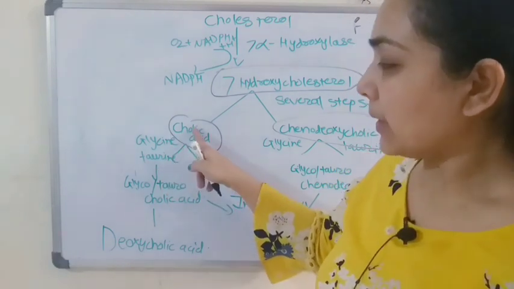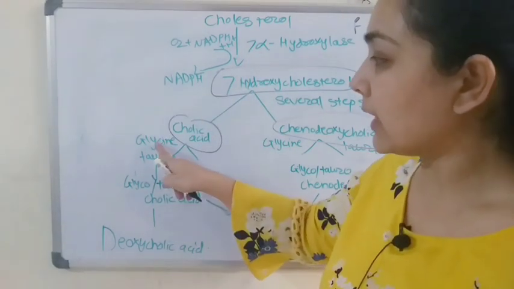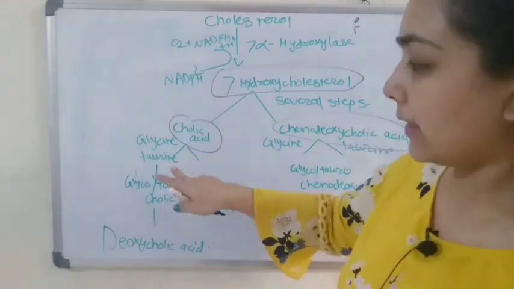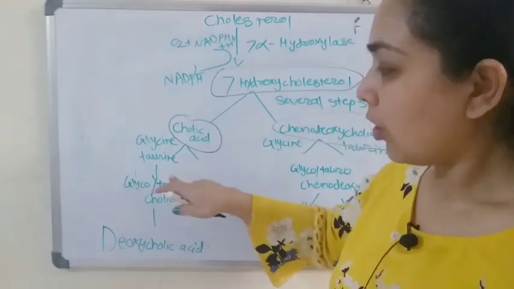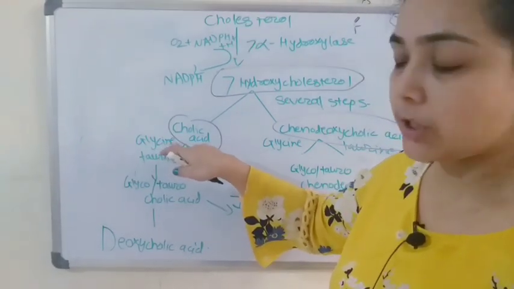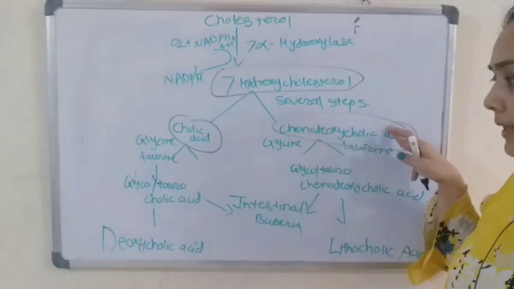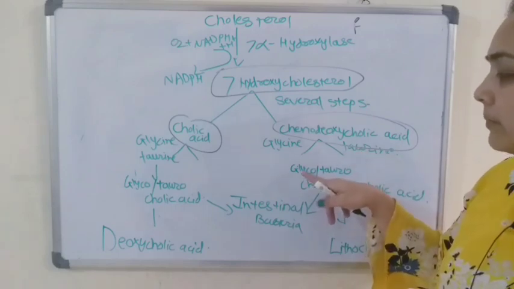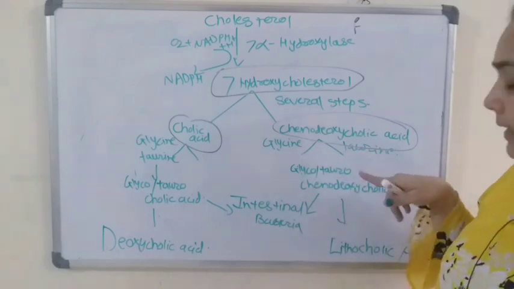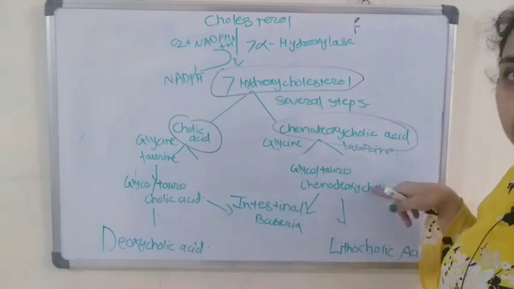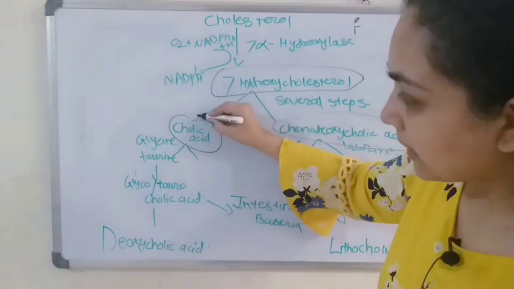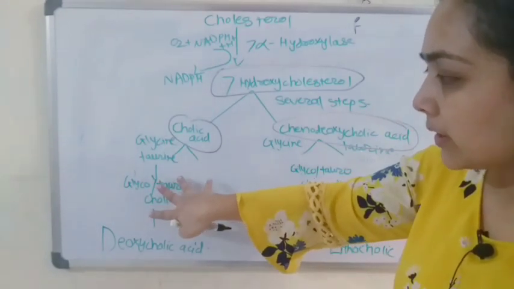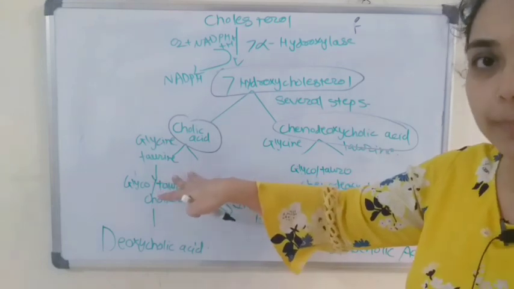Okay, these primary bile acids after conjugation with glycine or taurine respectively, we will get either glycocholic acid or taurocholic acid depending upon the conjugation. Same way, chenodeoxycholic acid after conjugation with either glycine or taurine, we will get glycochenodeoxycholic acid or taurochenodeoxycholic acid. Yeah, this is a primary bile acid. After conjugation we will get this conjugated acid. This is also known as a primary bile acid.